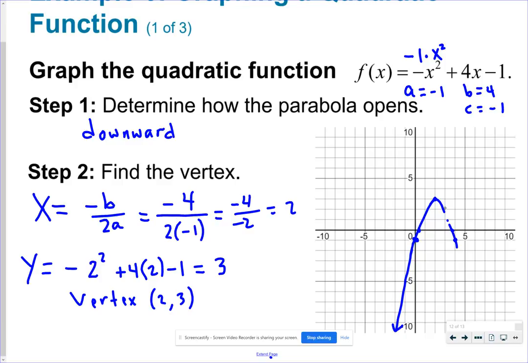That looks a little sharp. Okay, and there is our graph. And that is the end of our 4.5 notes.